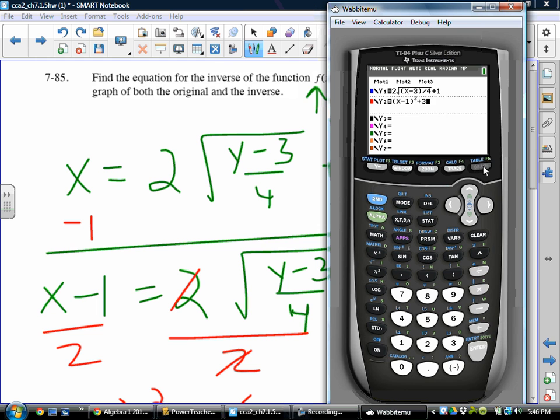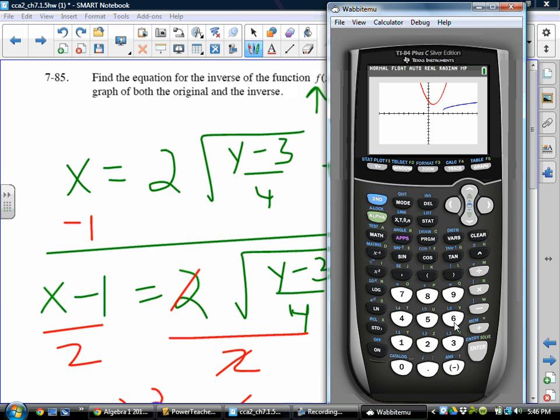They should be reflected across the line y equals x. So let's see what happens. Now I think my window is, I didn't change it back from other stuff, so let me change that. Let's hit zoom and number 6. That's normal viewing window. That looks a little better. I had it zoomed out really, really far. There's another problem. Okay, so here's my graphs. Now what's the problem here?